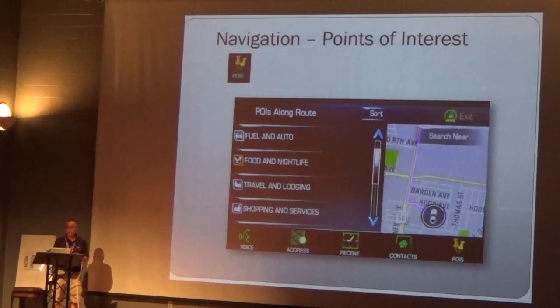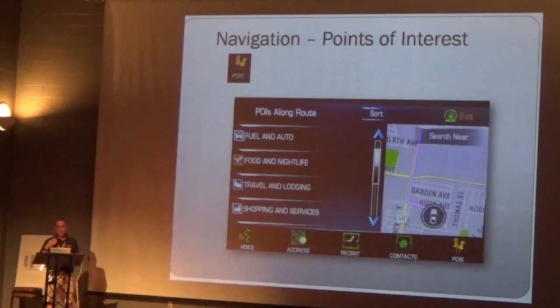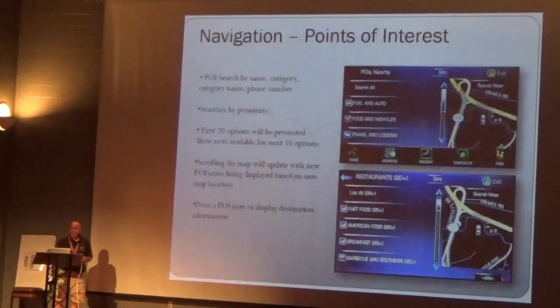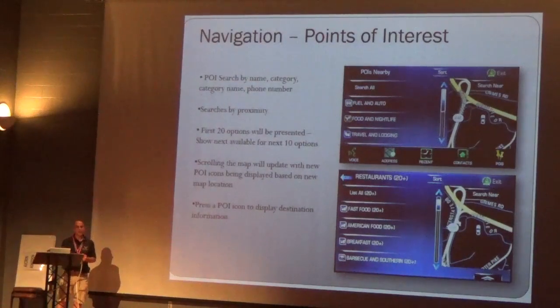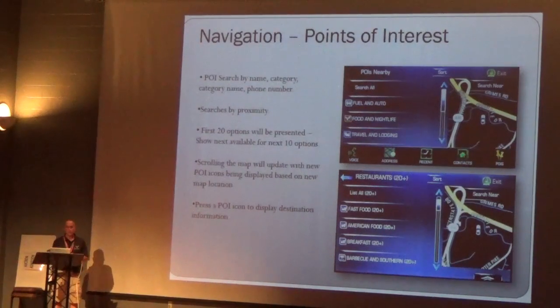All right, we're going to talk a little bit about points of interest. Points of interest in the 14 and 15 cars is accessed by pressing on the POI icon after you make a selection of destination. The first choice, and pay attention always to this, is it's going to try to navigate to points of interest nearby. That's what it defaults to.